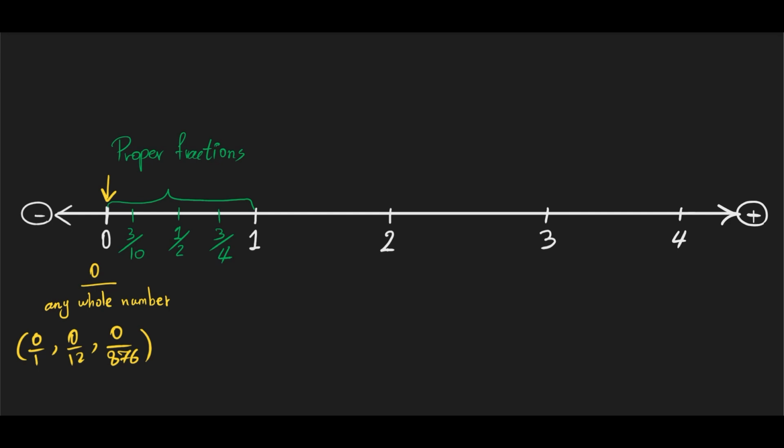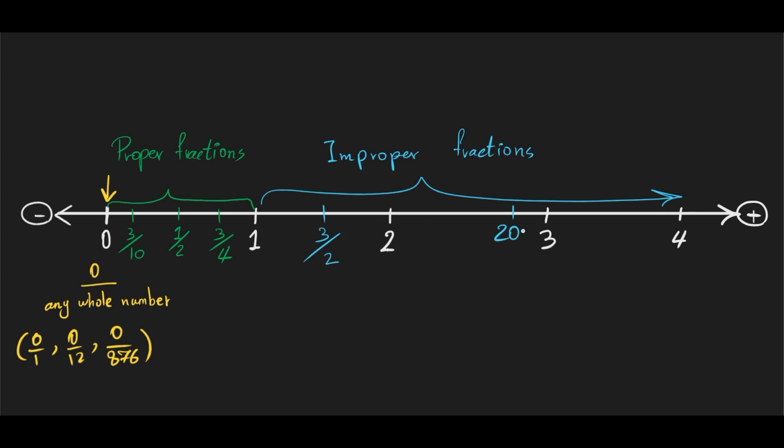Let's take a look back at our number line. So far, if a fraction is from 0 to 1, we call it a proper fraction. Then what do you think all the rest of the fractions above 1 are called? Improper fractions. Improper fractions are just fractions that are greater than 1, and they include things like 3 over 2, 20 over 7, and even ones like 352 over 283.